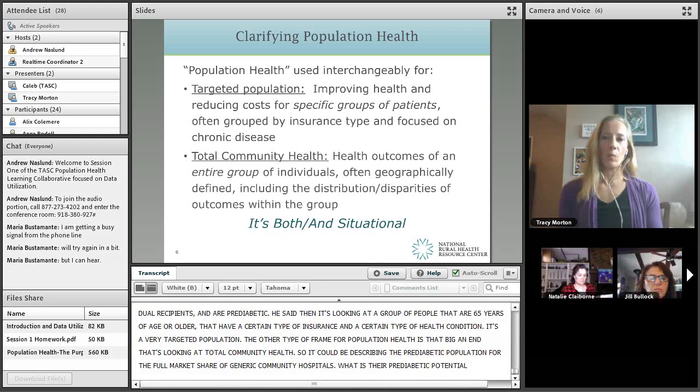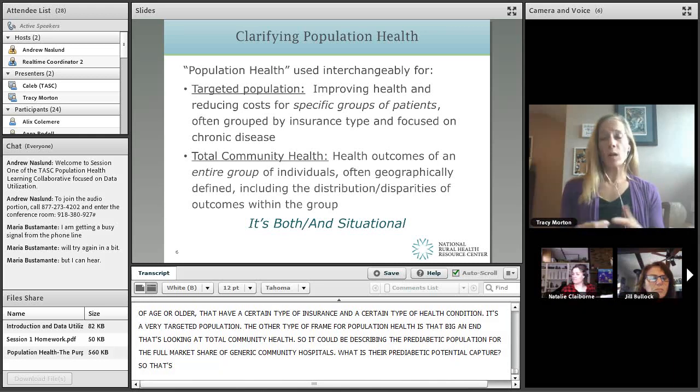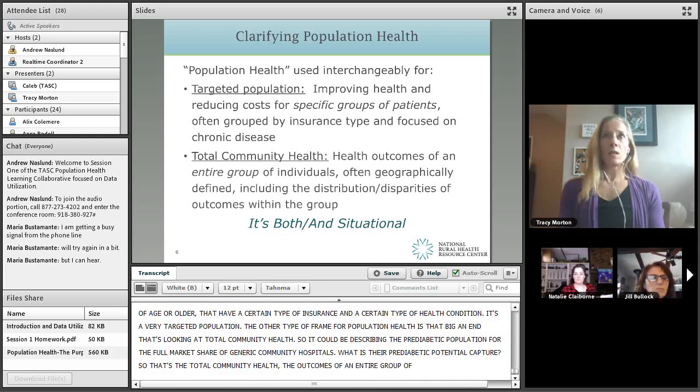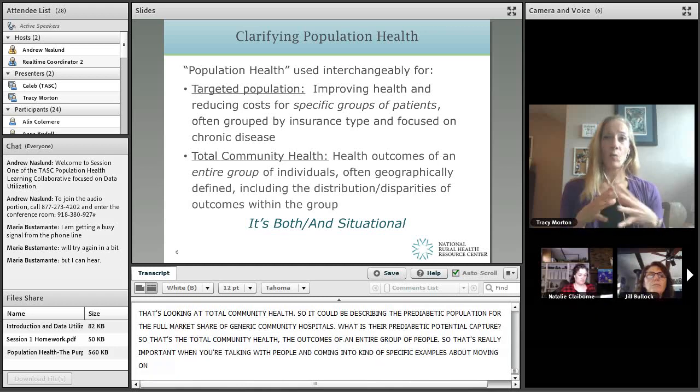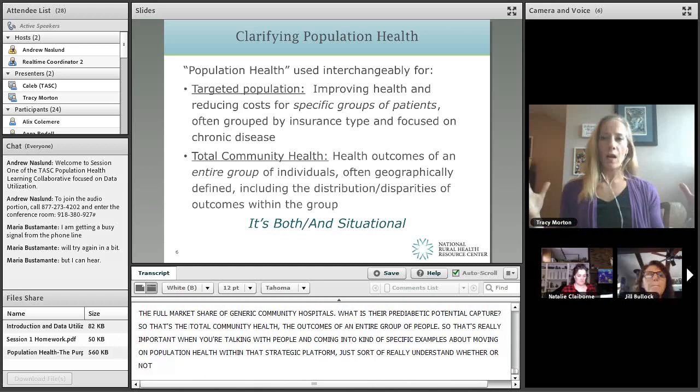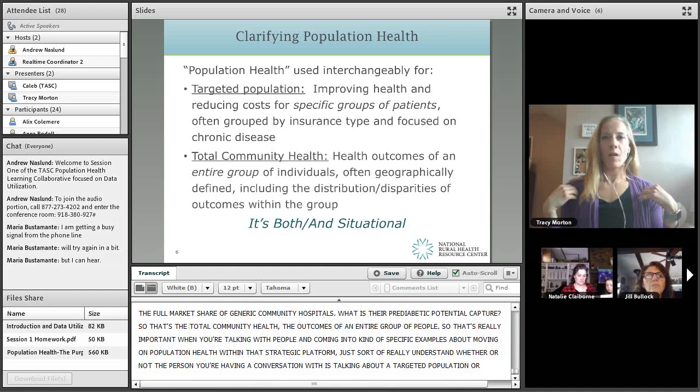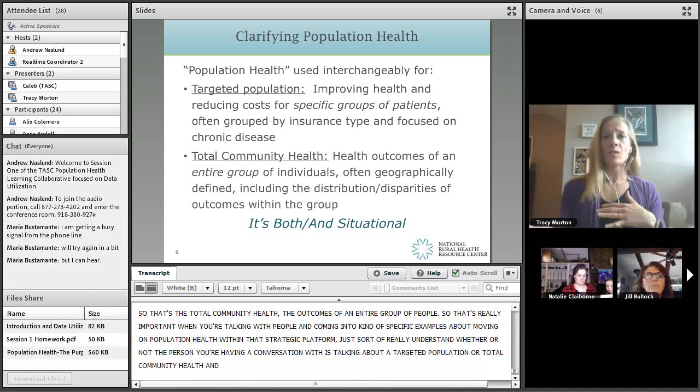The other frame for population health is the big N, which looks at total community health. It could be describing the pre-diabetic population for the full market share of a generic rural community hospital. What is their pre-diabetic potential capture? So that's total community health, the health outcomes of an entire group of people.